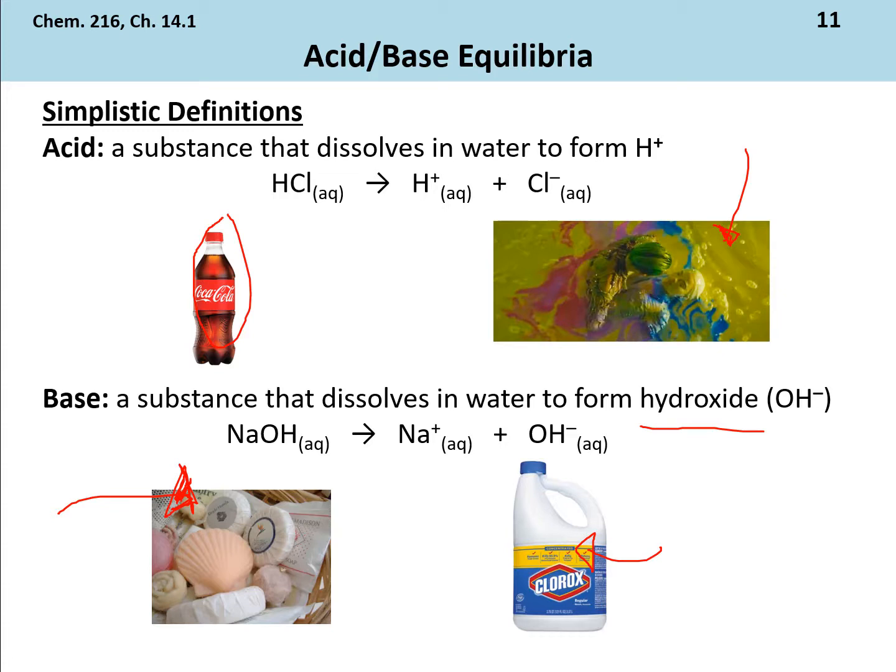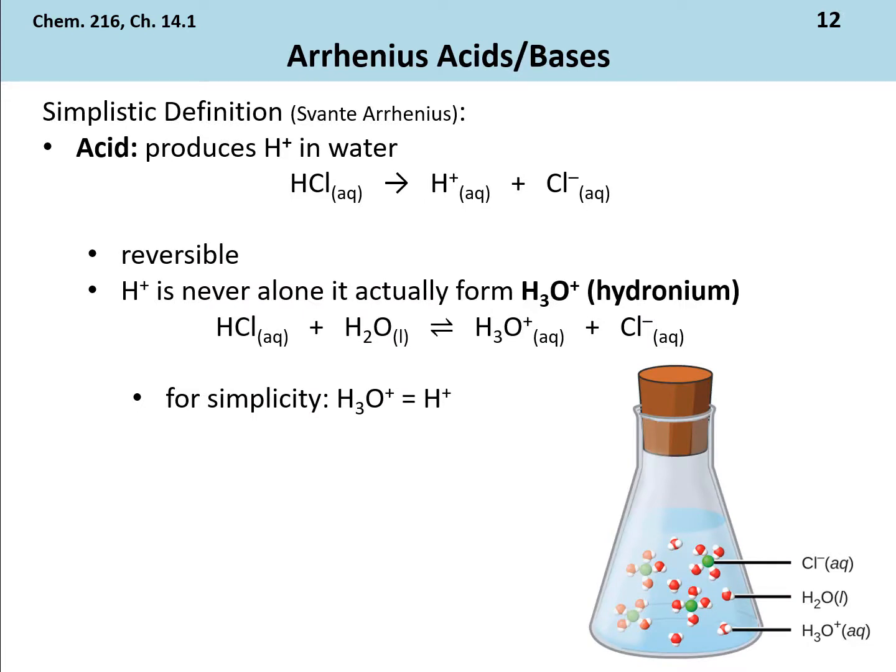All right, so acids produce H+, bases produce OH-. Number one thing you need to know. Last time, that definition, that acids produce H+, was proposed by a scientist called Svante Arrhenius. Svante Arrhenius said this, and that's why we call this an Arrhenius acid.